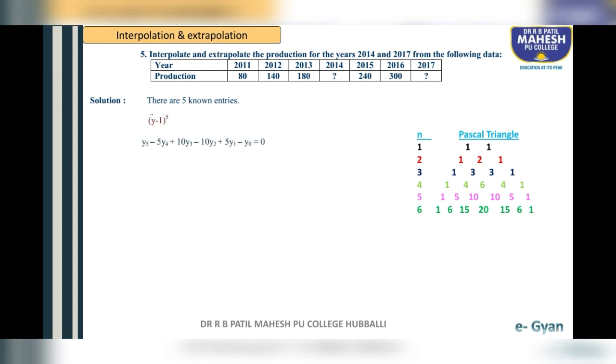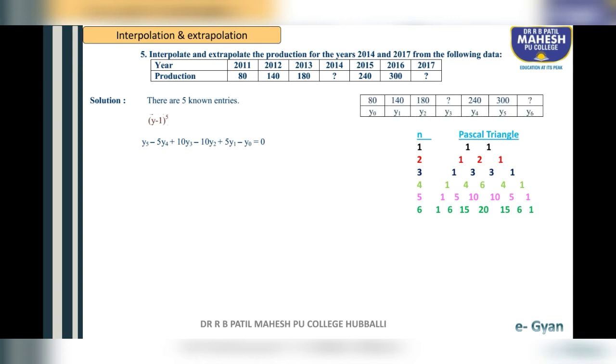Now we expand the series. As you know, n value is 5, so the first value is y5, and the y values decrease up to y0: y5, y4, y3, y2, y1, y0. As you know, the first sign is always positive, then plus, minus, plus, minus, plus, minus. For the coefficients, you have to refer to Pascal's triangle. Here n value is 5. Refer to the fifth row. So the numbers are 1, 5, 10, 10, 5, 1. This is the expansion of (y minus 1) raised to 5.